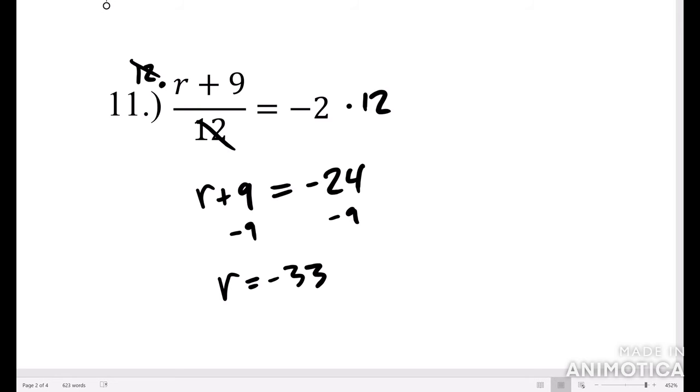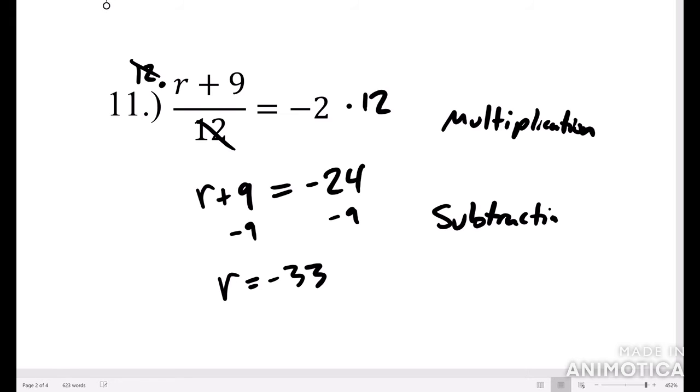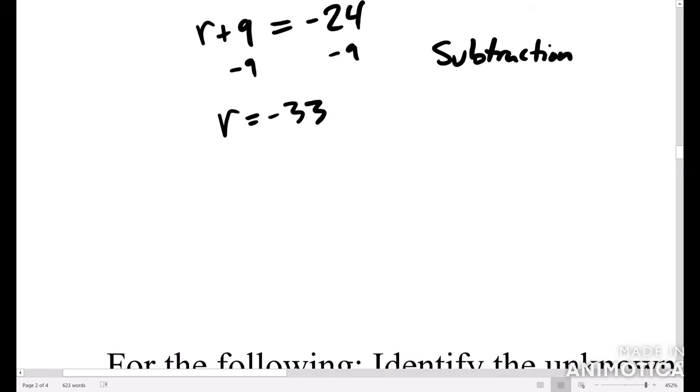So we use the multiplication property of equality, and then we use the subtraction property of equality.